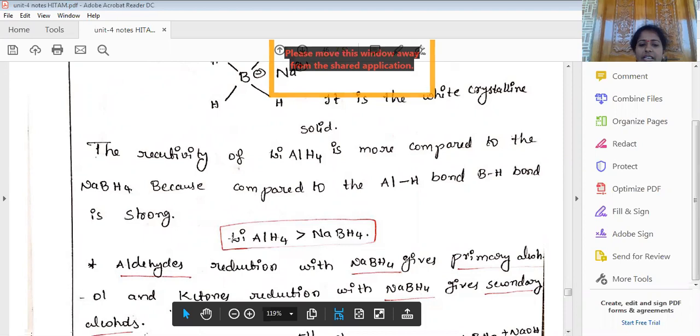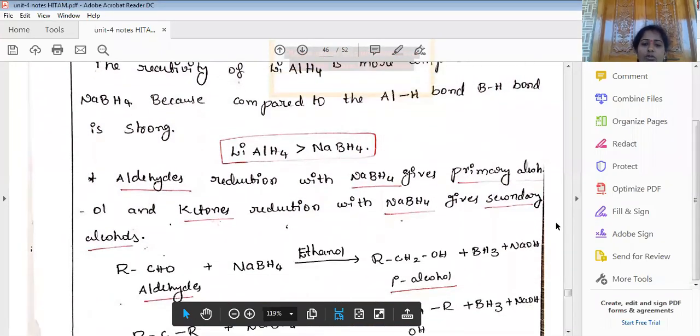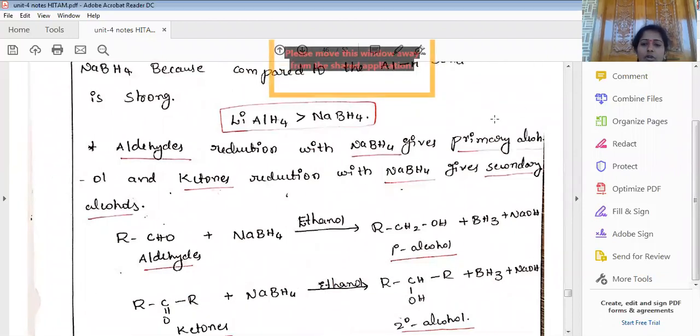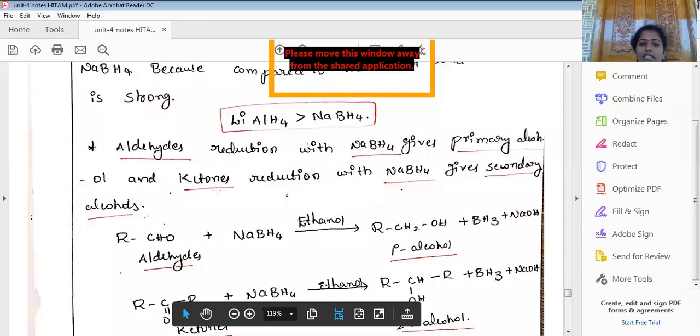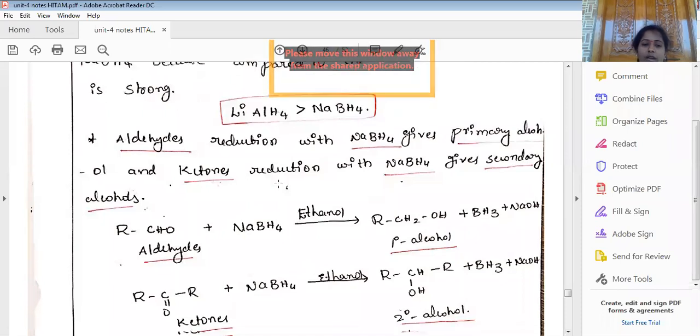Here we mentioned the reactivity of lithium aluminum hydride and sodium borohydride. In reduction with sodium borohydride, aldehydes are converted into primary alcohols, whereas ketones are converted into secondary alcohols. The products are exactly the same as with lithium aluminum hydride; the only difference is the rate of the reaction. Here the rate of the reaction is somewhat slower compared to lithium aluminum hydride.